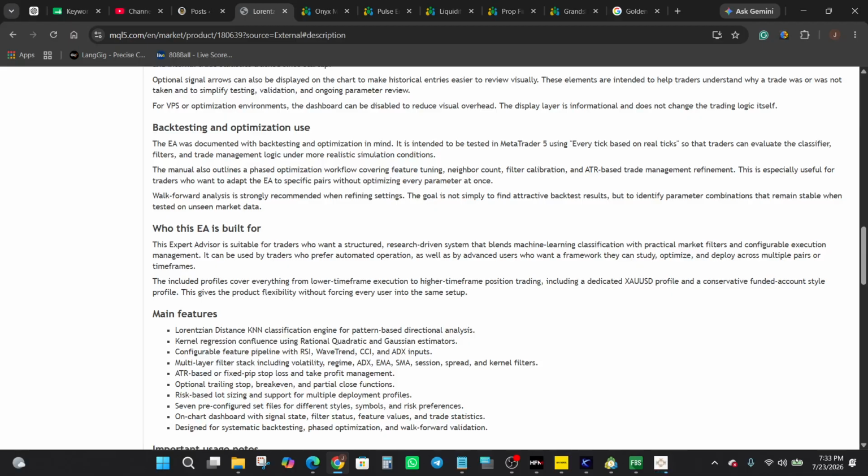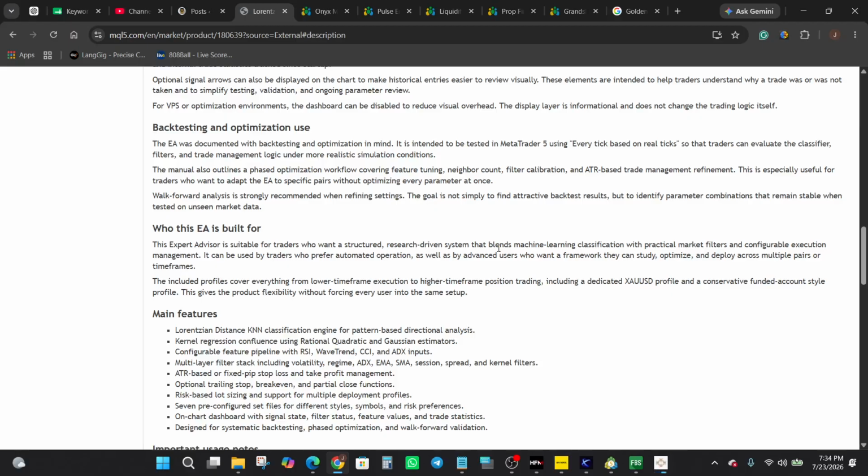For position management, the EA supports both fixed lot sizing and percentage-based risk, alongside ATR-based or fixed pip stop losses and take profits. Advanced settings also allow trailing stops, break-even locks, partial closes, and maximum position caps.